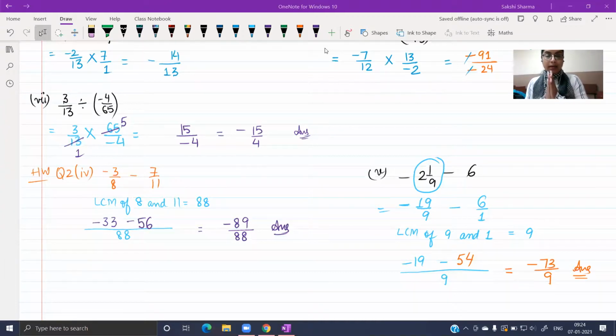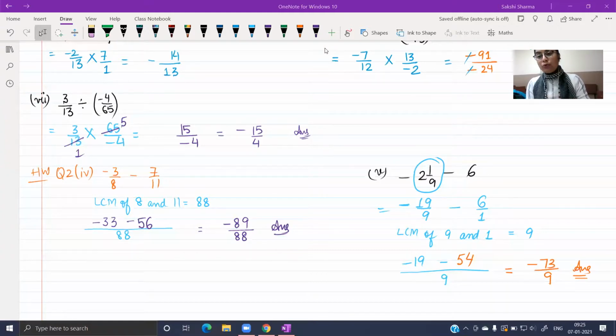That will be all. I want you to keep your geometry boxes and construction tools with you tomorrow. We will be starting with chapter number 10 tomorrow. Constructions hai usme, and we will be doing only examples. Hum exercise nahi karenge, hum examples karenge.